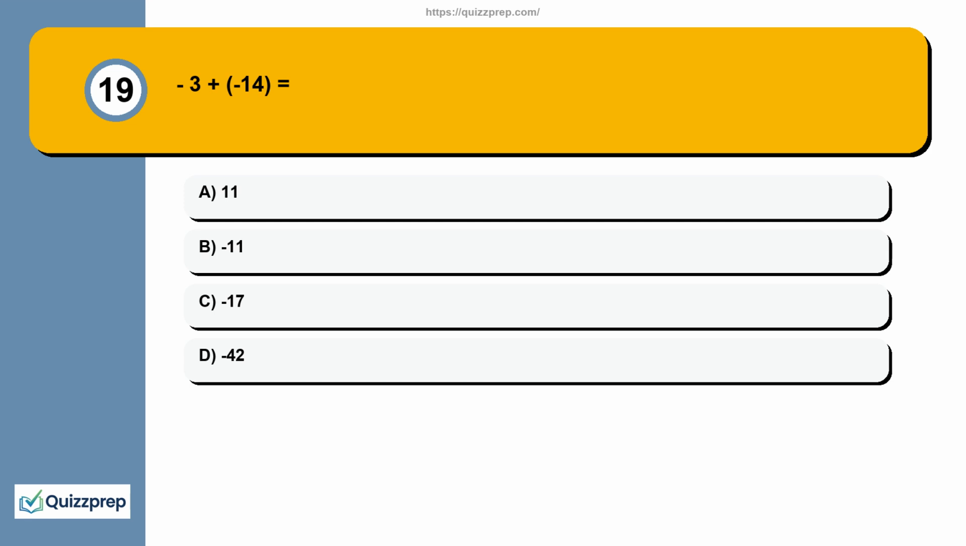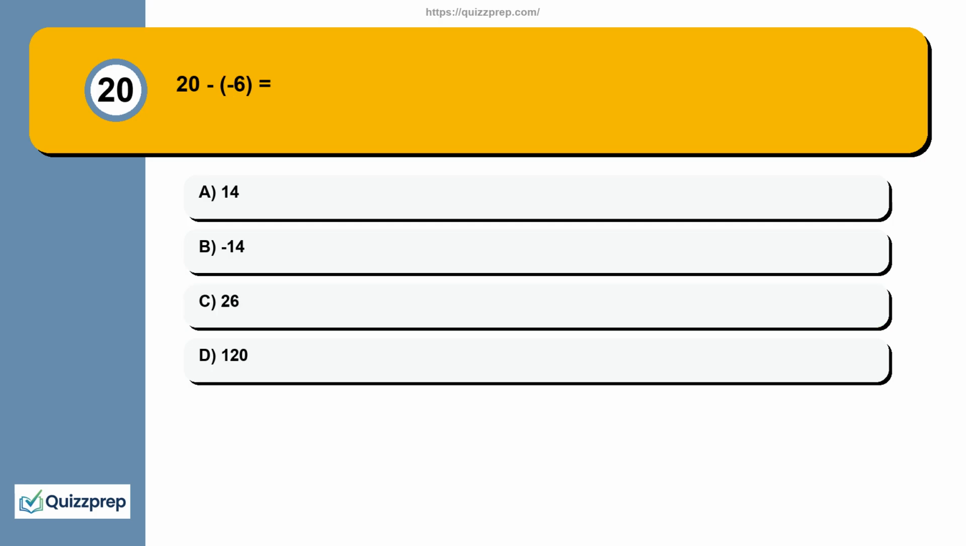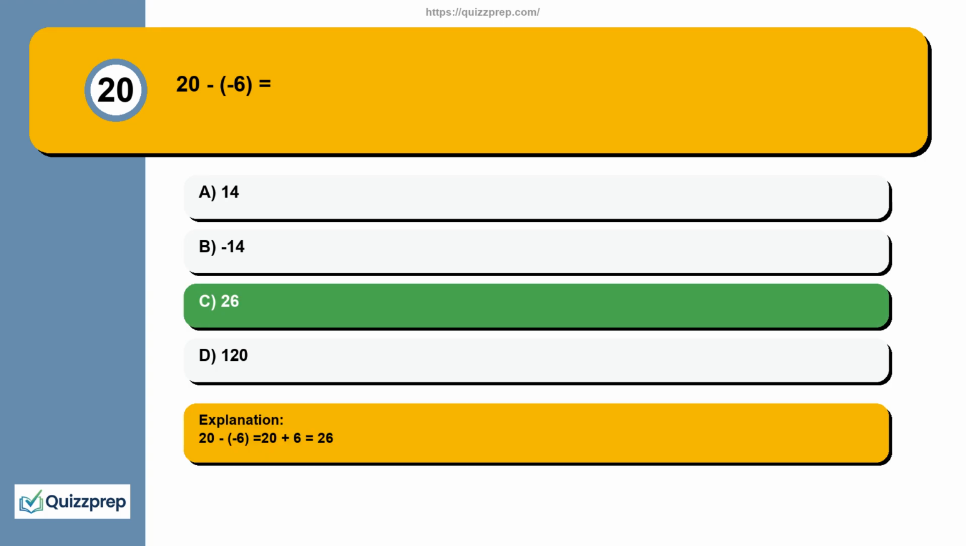Question 19. 3 plus -14 equals 11, minus 11, minus 17, minus 42. 3 plus -14 equals 3 minus 14 equals 17. Question 20. 20 minus 6 equals 14, minus 14, 26, 120. 20 minus -6 equals 20 plus 6 equals 26.